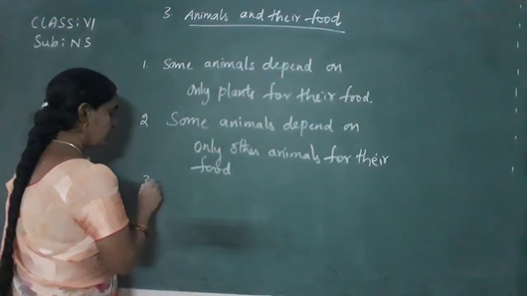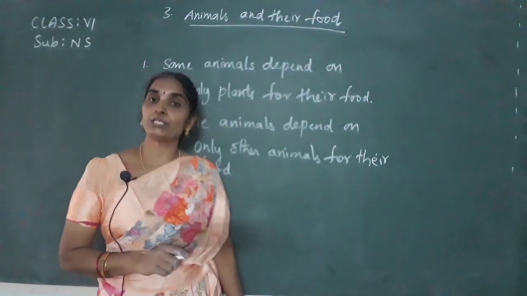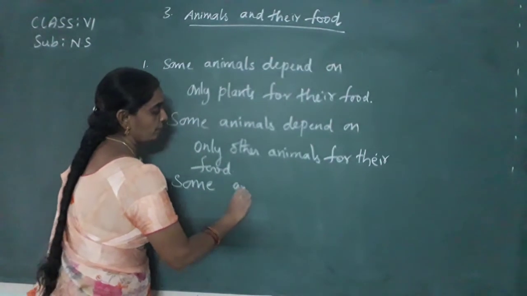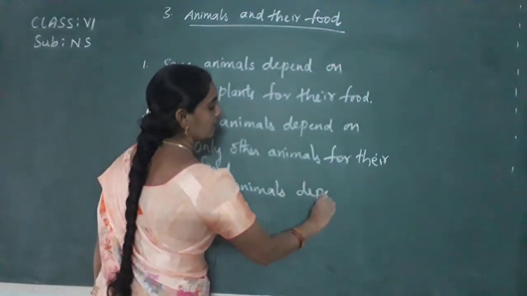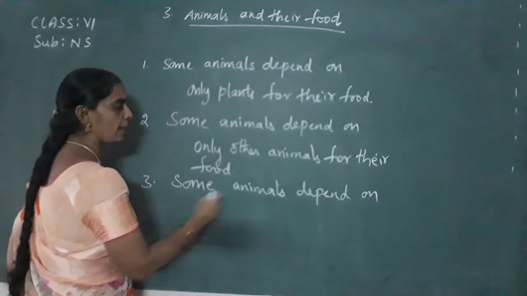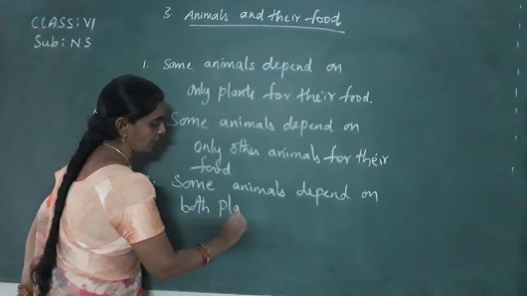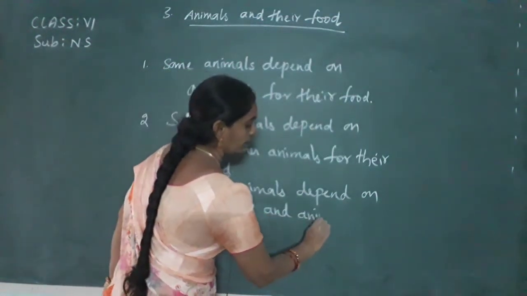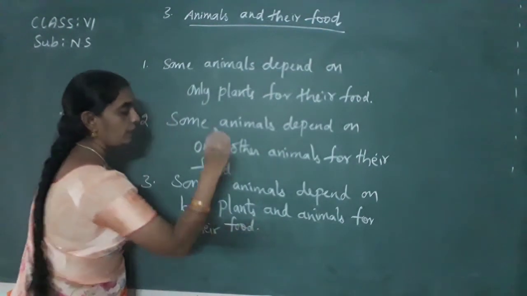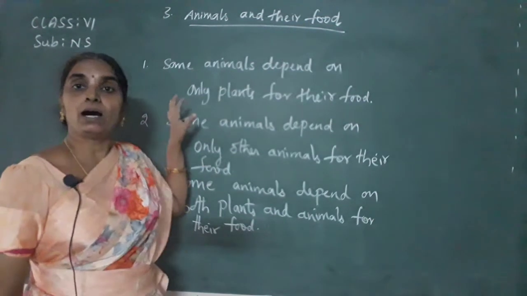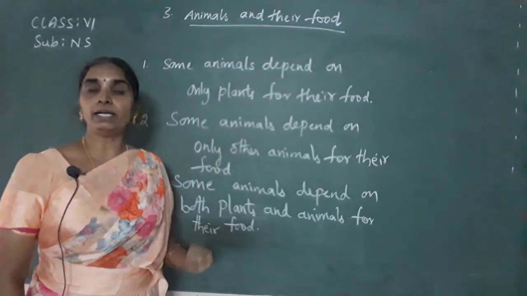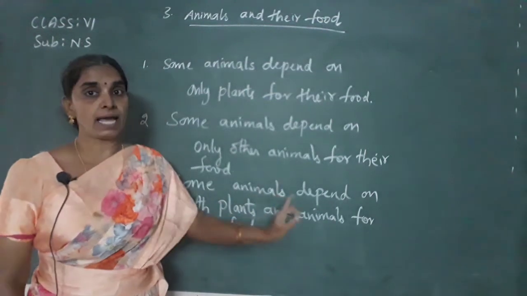Okay, and next we have also seen that some animals depend on both plants and animals for their food. Human beings especially depend on both plants and animals for their food. Here human beings are also considered under the animal kingdom. So now you have come to the conclusion that there are animals which depend on only plants for their food, animals which depend on only animals for their food, and animals which depend on both plants and animals for their food.